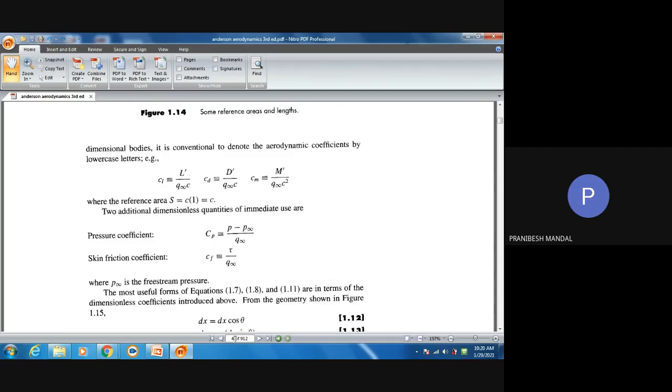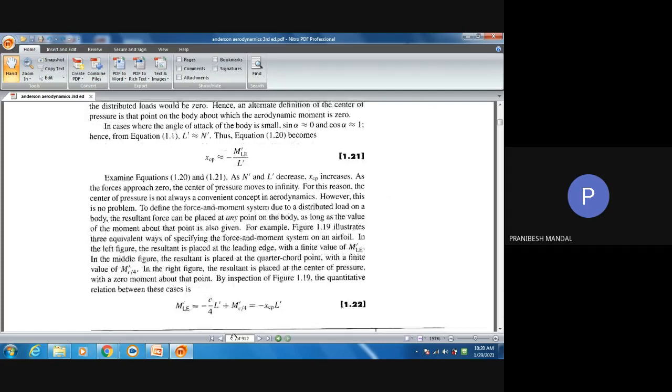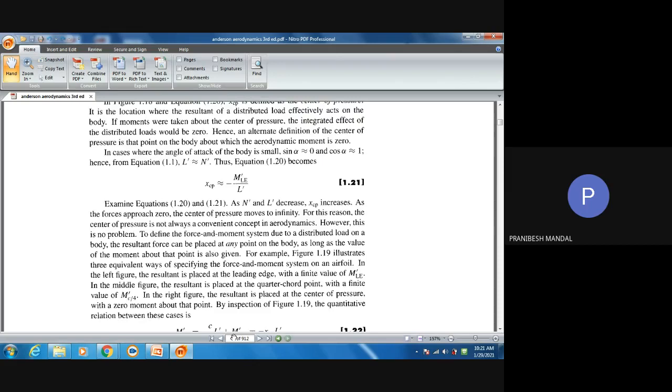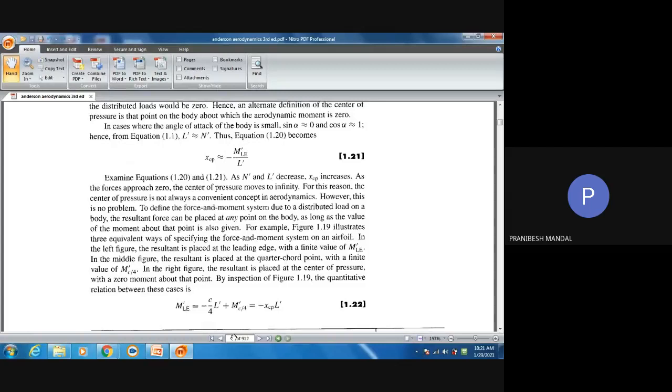You see here. Equation 1.22 is already shown to you, right? Yes, sir. That moment about the leading edge is given by this. Moment about any point can be there. In this particular figure, the point at c by 4 is shown, and accordingly, the equation becomes M dash c by 4 plus or minus c by 4 into L dash. Yes or no? Yes, sir.